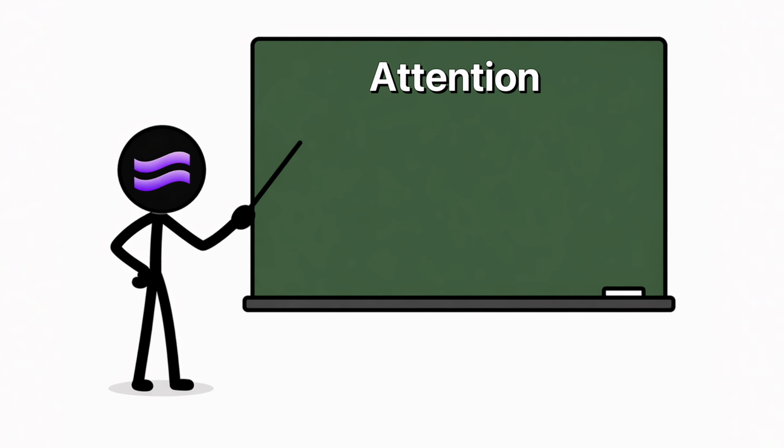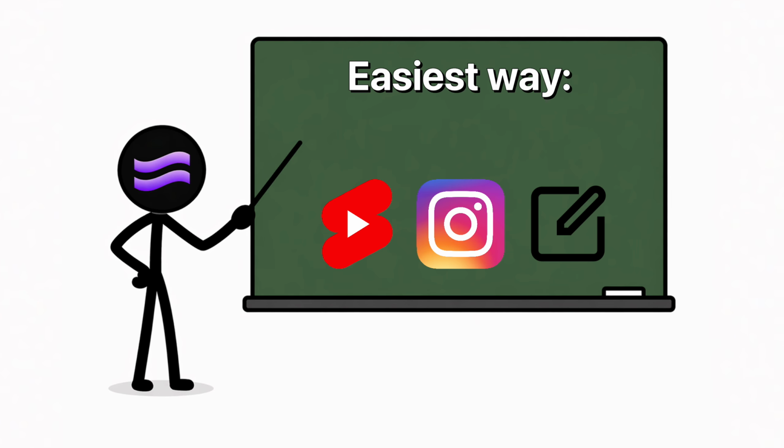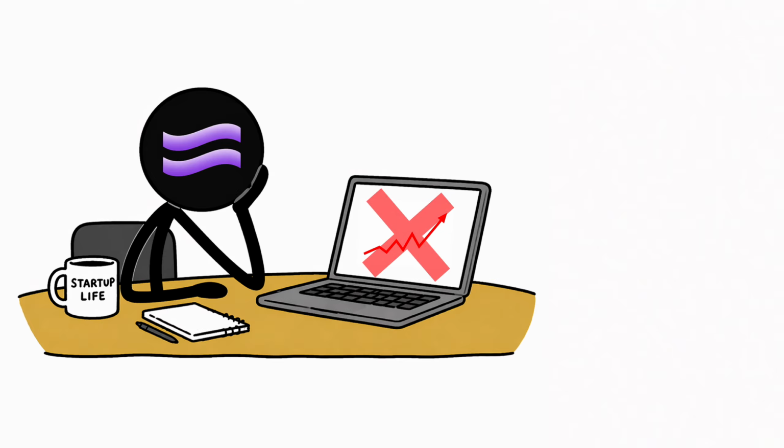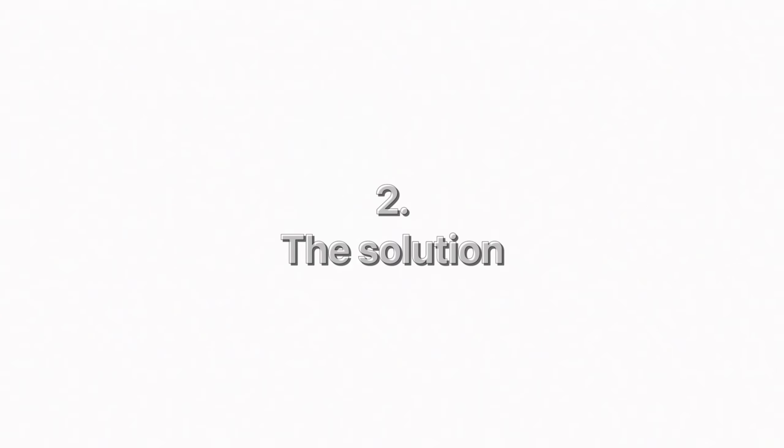For beginners, attention should be free, organic, and skill based. The easiest way is content creation: short videos, posts, or explanations that help people understand or solve something. You don't need millions of views, you need the right viewers.